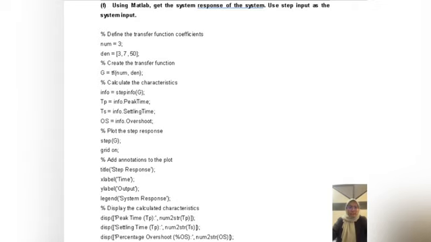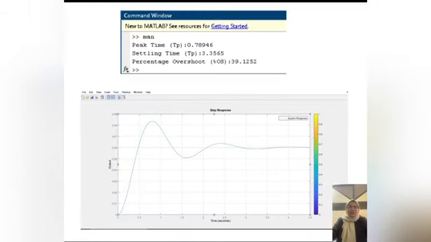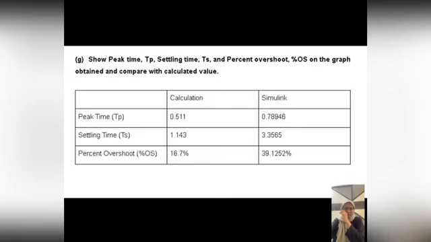First, we define the numerator and the denominator. Second, create the transfer function G equal to tf numerator denominator. Third, we calculate the characteristic for peak time, settling time and overshoot. After that, label the title, X label, Y label, and it will display the characteristic. Then for the result, the command window will show peak time, settling time and overshoot. The graph will also appear. For the G, we can compare the calculation and simulation results for peak time, settling time and overshoot.